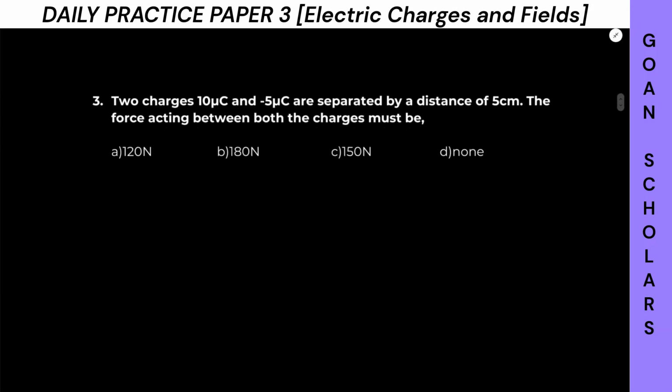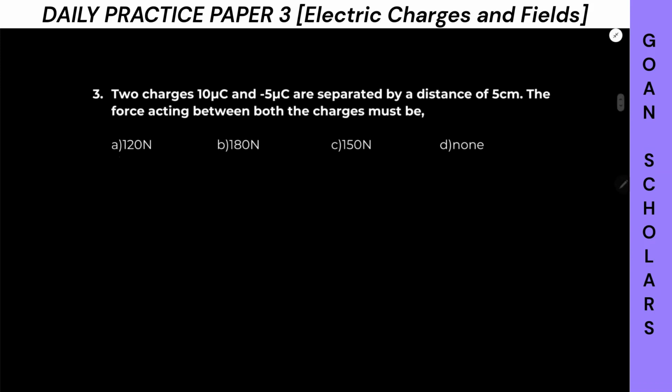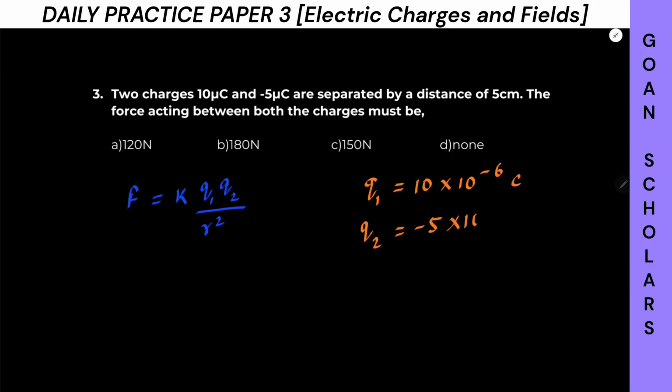Question number 3 says, two charges are separated by a distance. Find the force. So direct question. Let's use our Coulomb's law. F equals to K Q1 Q2 upon R square, right? Now what is Q1 here? Let me write here what is given data. So Q1 here is 10 microcoulomb. Micro, if you don't know, it's 10 to the power minus 6. Q2 is minus 5 microcoulomb, 10 to the power minus 6.